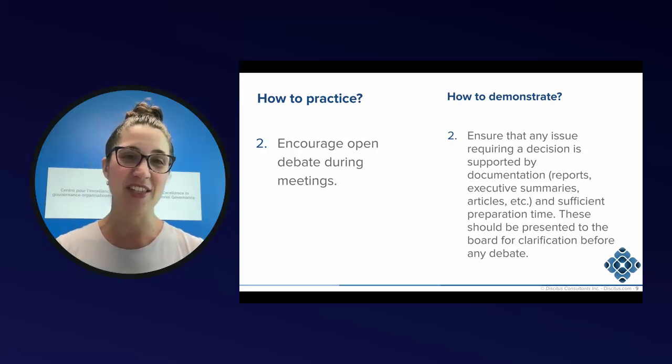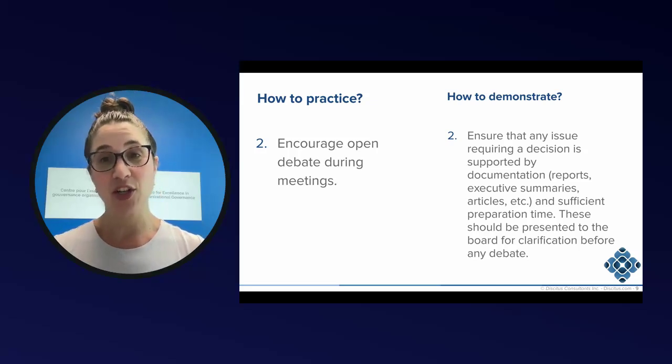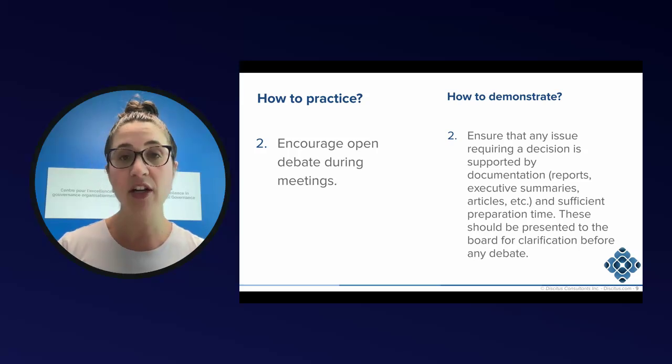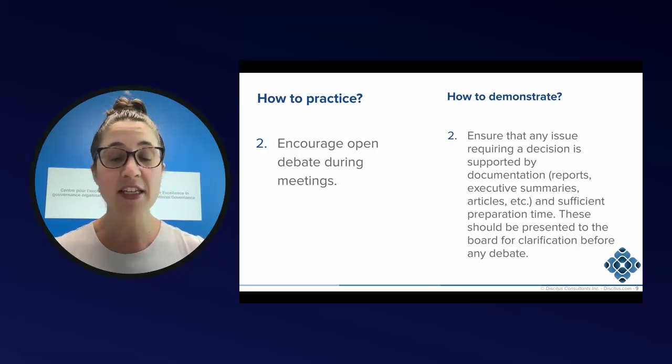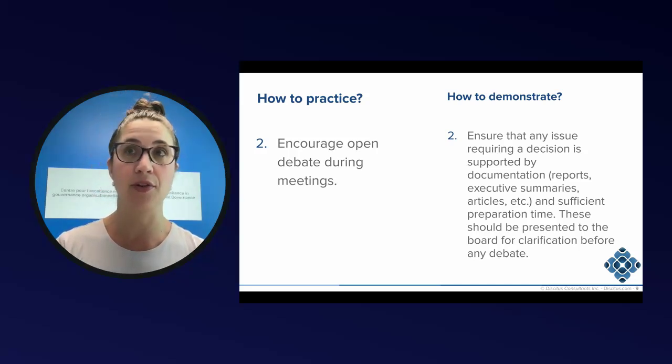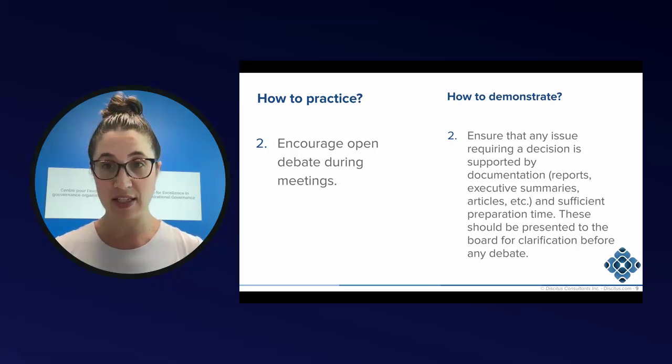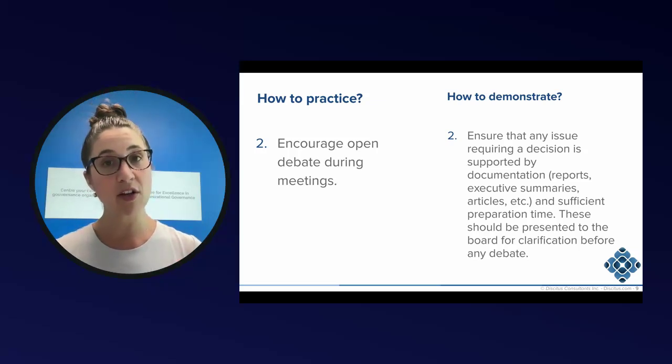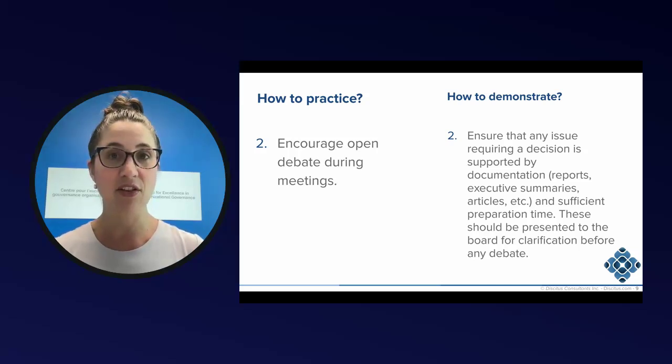Another way to practice your diligence is to encourage open debate during meetings. How do you demonstrate this? By ensuring that any issue requiring a decision is supported by documentation. So whether it be reports, executive summaries, articles, professional or legal advice, anything. And the other thing is to ensure that there's sufficient preparation time. So before you make a decision as a board member, as a director or an officer, it's making sure that the decisions that you are being asked to make are supported by documentation and that you have received said documentation ahead of time so that you're able to prepare.